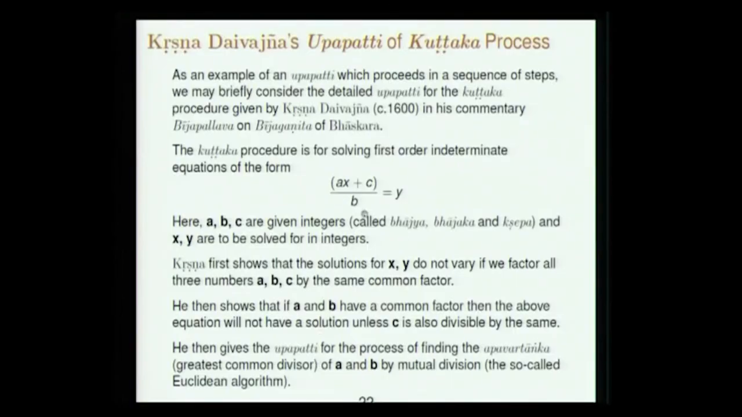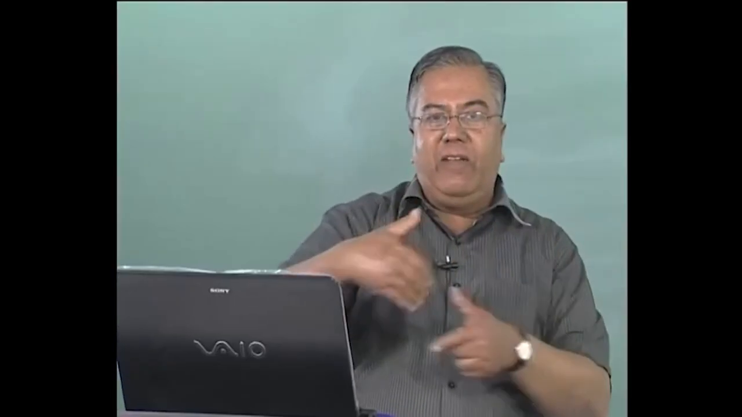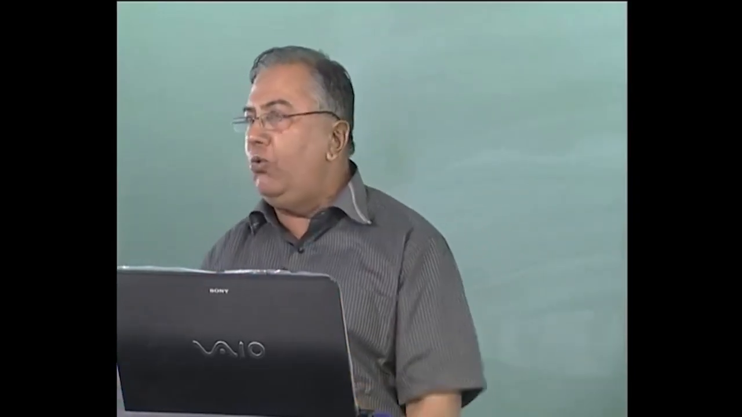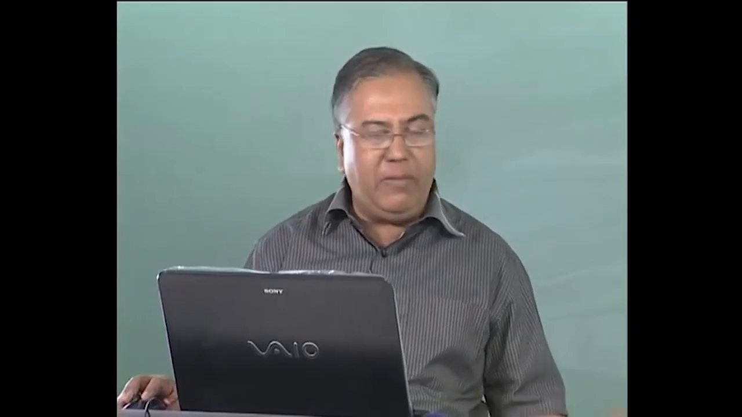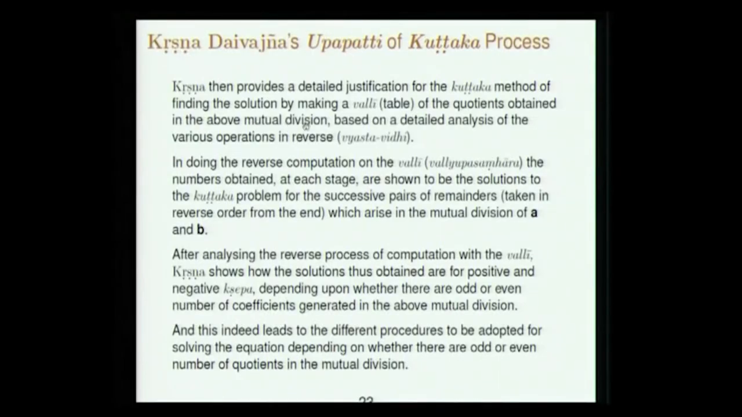Then he gives a proof that the mutual division of A and B does lead to the greatest common divisor at some stage. So, the so called Euclidean algorithm. So, you can see that there is a sequence of argument going on in Upapatti, like the way we do in proving any argument in mathematics that we are familiar with. Krishna then gives a detailed justification of the Kuttaka method itself. What does the Kuttaka method involve? That you make a valli, and that is based upon a detailed analysis of the operations in reverse. This is called Vyastavidhi. So, at each stage what Krishna shows is that you are obtaining a solution for the Kuttaka problem for the successive pairs of remainders which appear when you divide A by B.